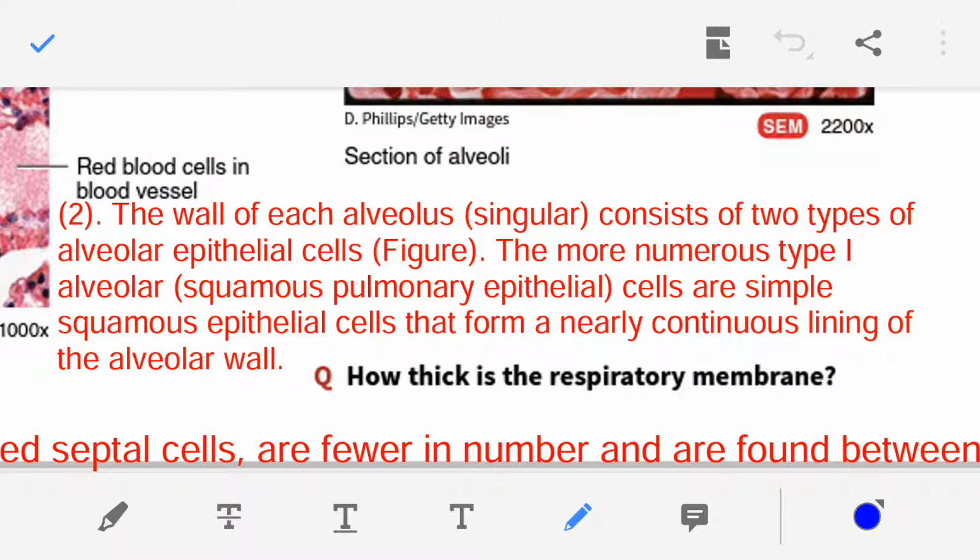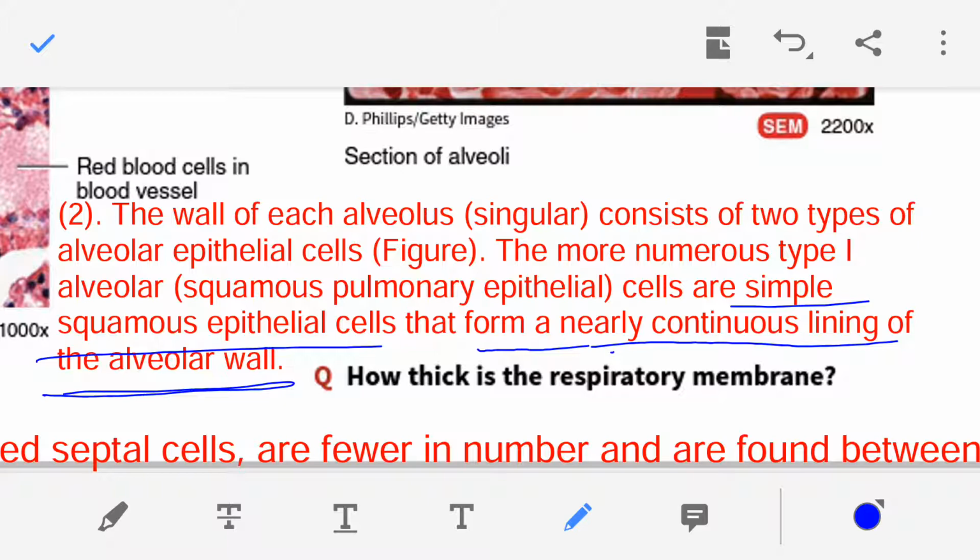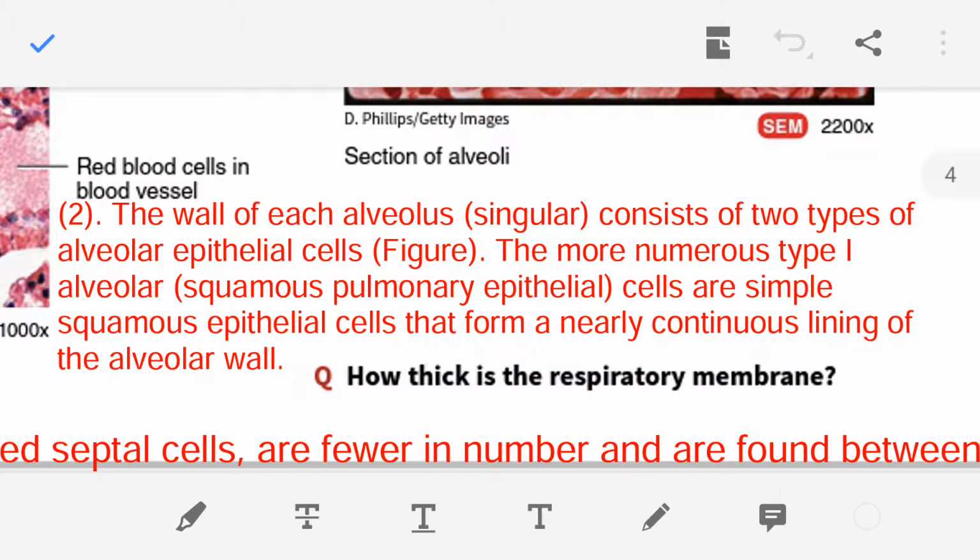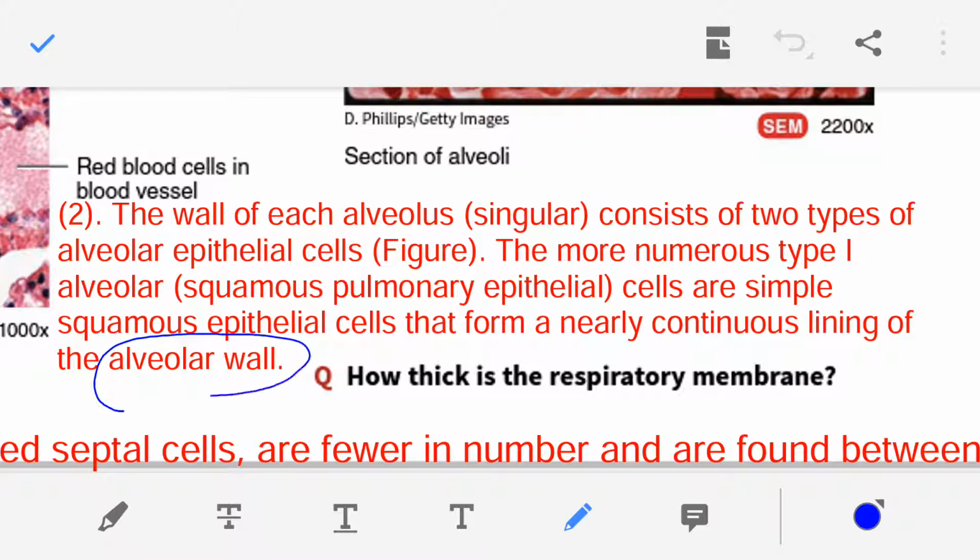A large number of type 1 alveolar cells are present, and these type 1 alveolar cells are actually the squamous pulmonary epithelial cells. They are simple squamous epithelial cells, and they form a nearly continuous lining of the alveolar wall. So we can say simply, in the alveolar wall, type 1 alveolar cells are present, and these cells are the squamous pulmonary epithelial cells.